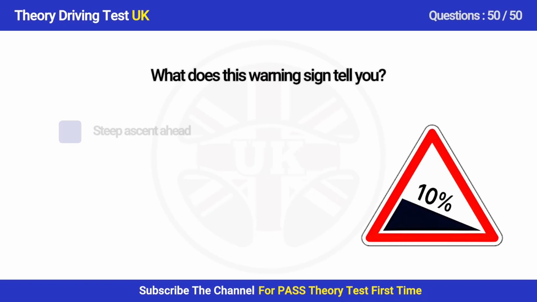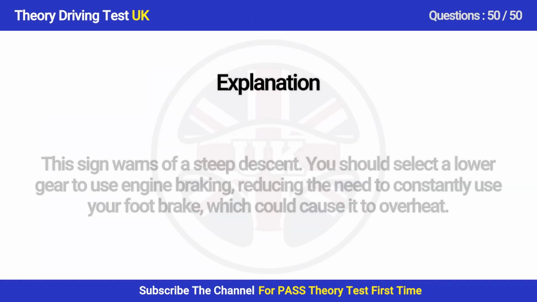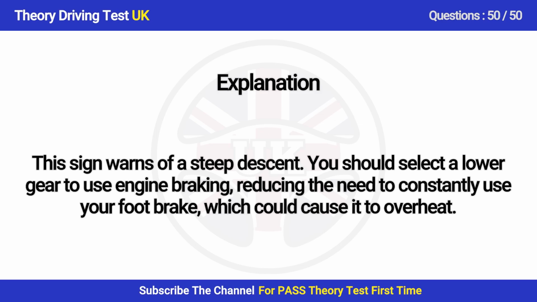Question 50. What does this warning sign tell you? A. Steep ascent ahead. B. Steep descent ahead. C. Uneven road surface. D. Tunnel ahead. Answer is B. Steep descent ahead. This sign warns of a steep descent. You should select a lower gear to use engine braking, reducing the need to constantly use your foot brake, which could cause it to overheat.